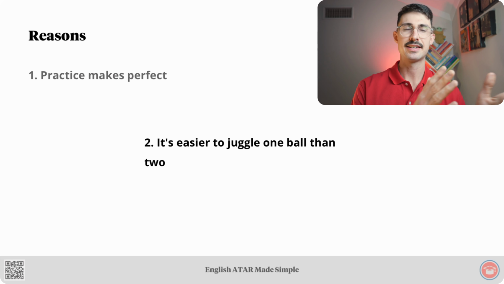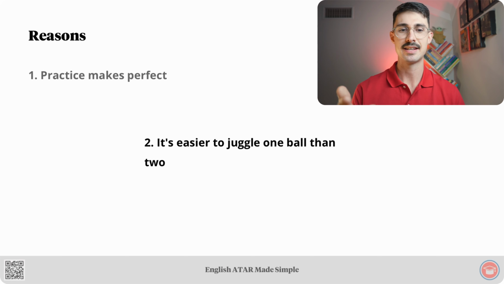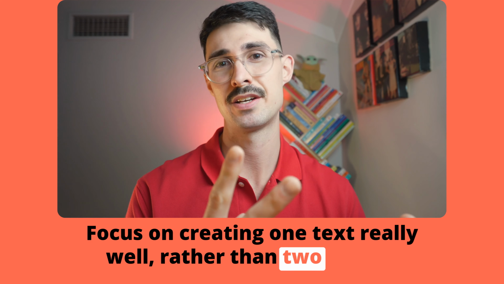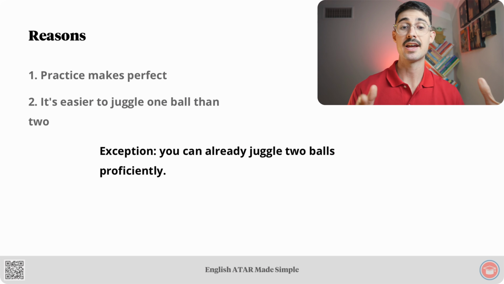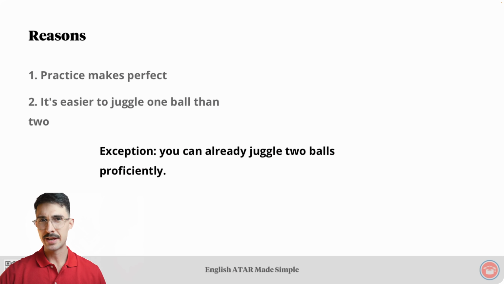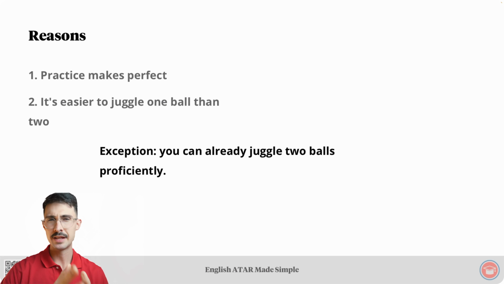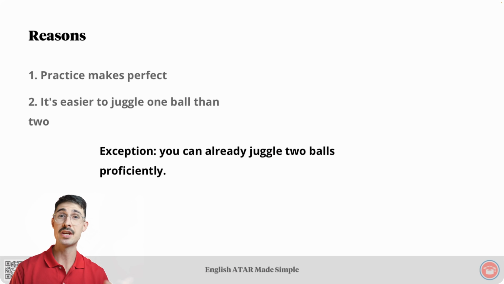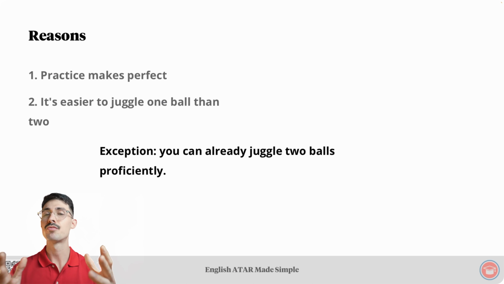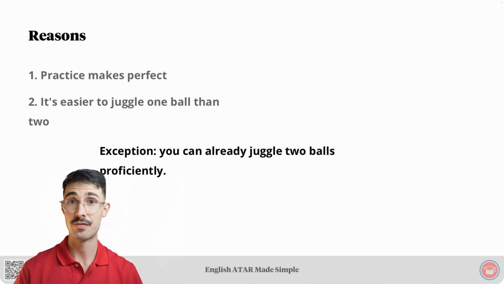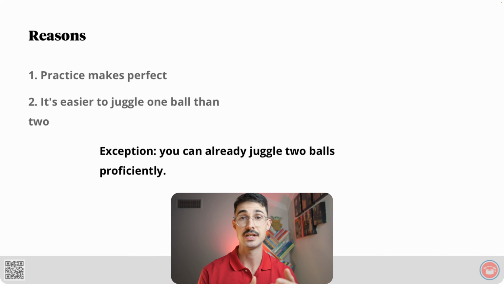Another reason why I advise against choosing a comparison question is it's easier to juggle 1 ball than 2. I already demonstrated this. Don't overcomplicate the composing section. Focus on creating one text really well rather than two poorly. There is an exception, and that is if you can already juggle two balls proficiently. What this means is if you have consistently gotten good marks in the composing section for creating two texts in response to one question, and you believe you can replicate those marks moving forward, then go for it. Answer these sort of comparison questions in the composing section.